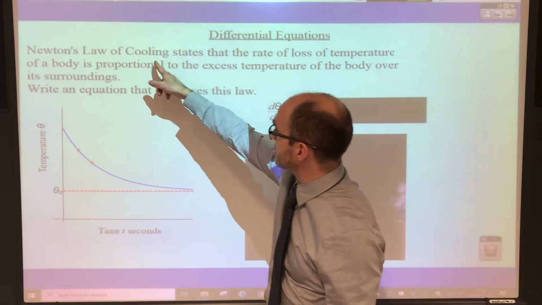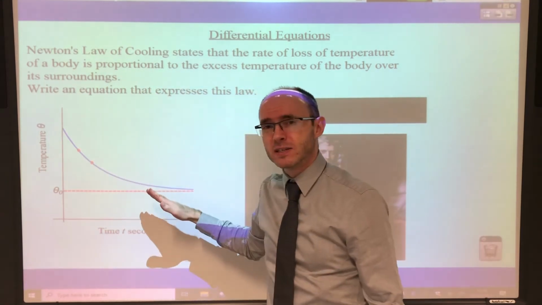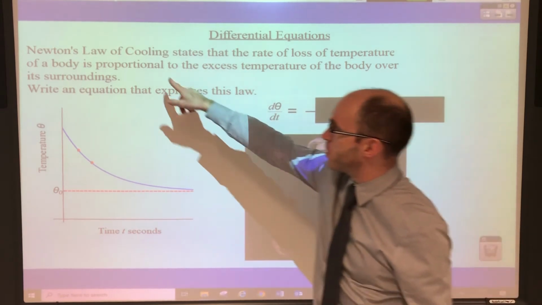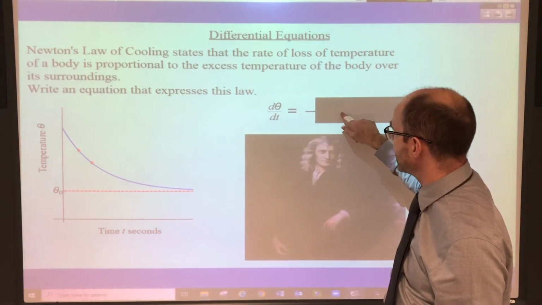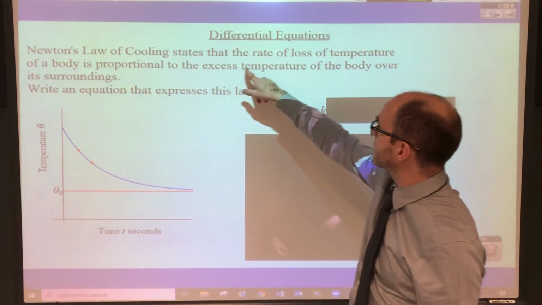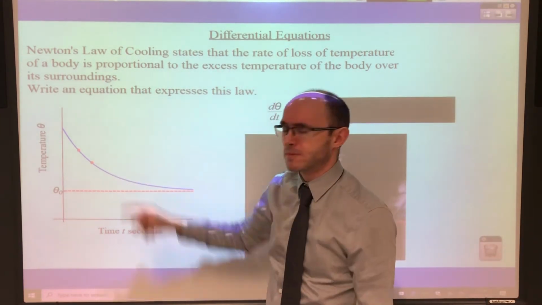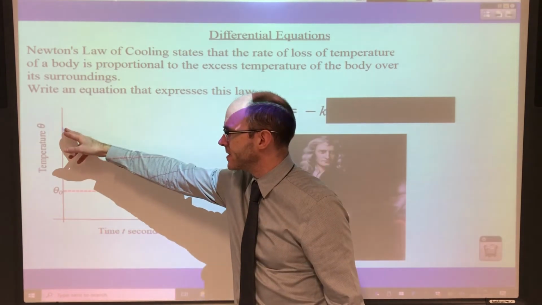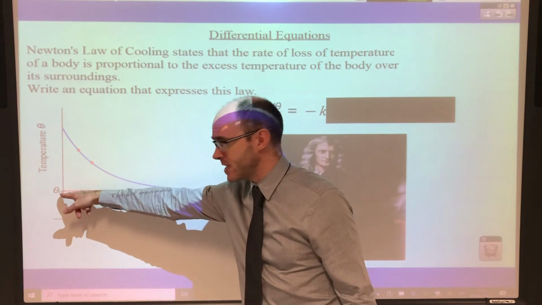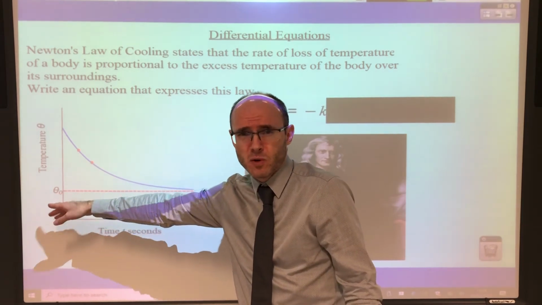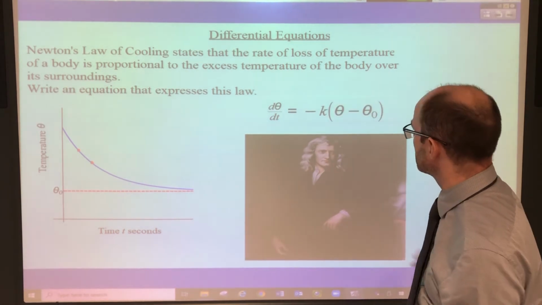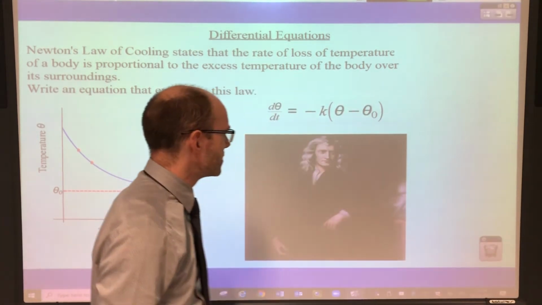And now it's cooling, so it's decreasing, so it's going to be equal to negative something. It is proportional to, so it's going to be equal to negative k times something. And then we just need an expression for the excess temperature of the body over its surroundings. So if you look at theta as being the actual temperature, that is changing, and then theta 0, sometimes we use theta 0 for room temperature, the surrounding temperature. It will be the difference between the two, hence theta minus theta 0.